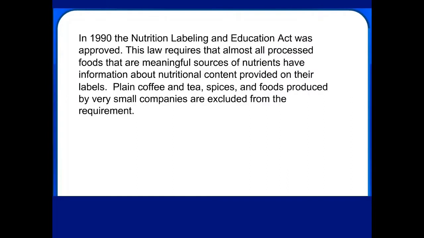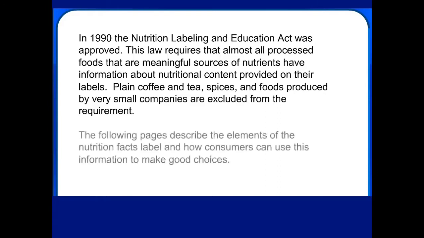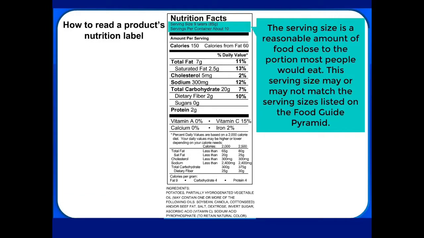In 1990, the Nutrition Labeling and Education Act was approved. This law requires that almost all processed foods that are meaningful sources of nutrients have information about nutritional content provided on their labels. Plain coffee and tea, spices, and foods produced by very small companies are excluded from the requirement. The following pages describe the elements of the nutrition facts label and how consumers can use this information to make good choices.